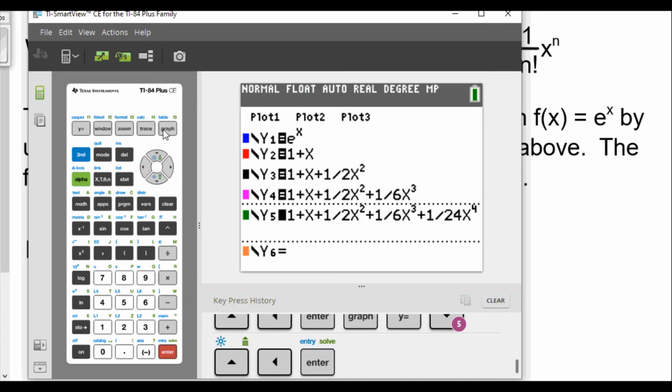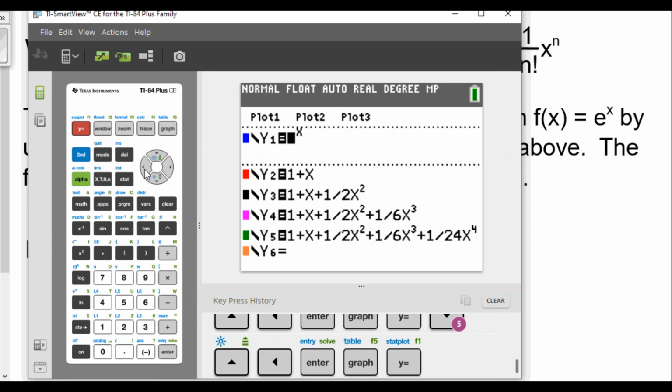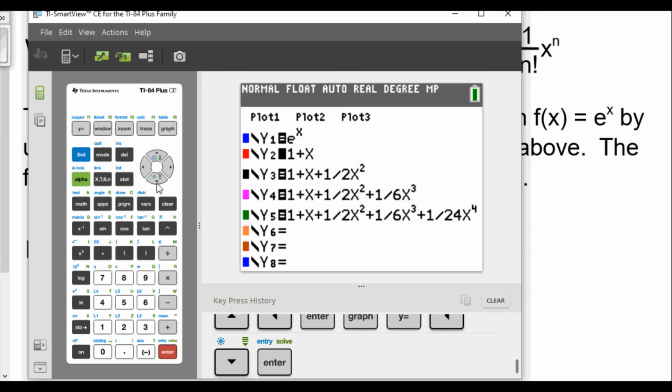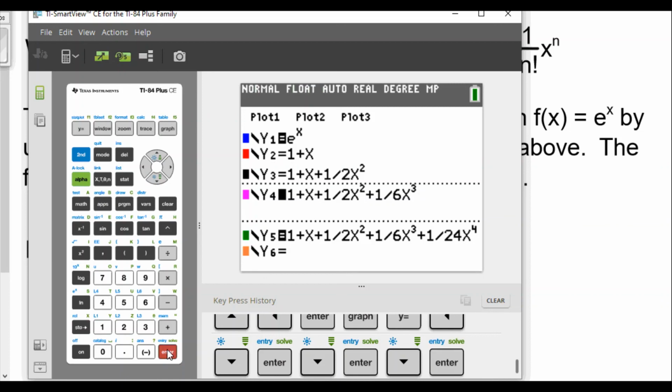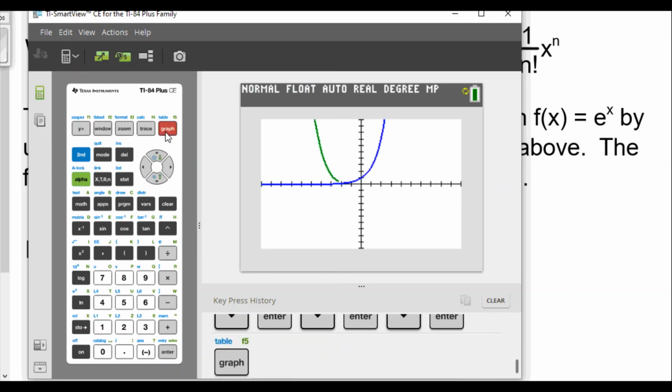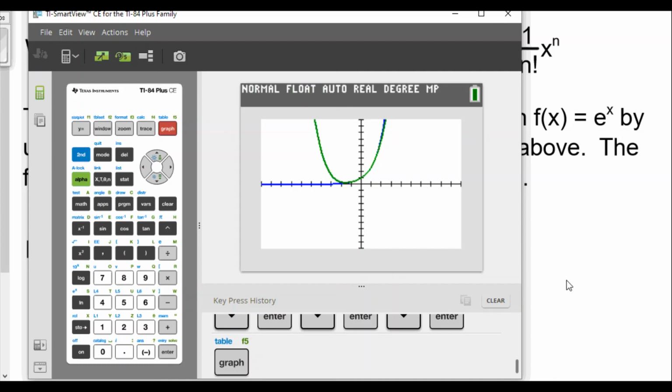Okay, and we'll graph here. Notice that it gets further along, and I'm going to turn off the other graphs so you can see a little better. You can do that too if you want to. The further out one, in this case the fourth polynomial, is very close. Notice not here, but as we get further away from 0, it is pretty darn close to the graph itself.